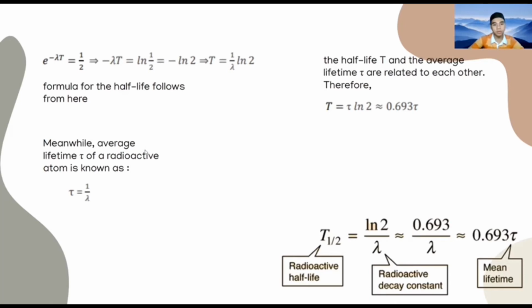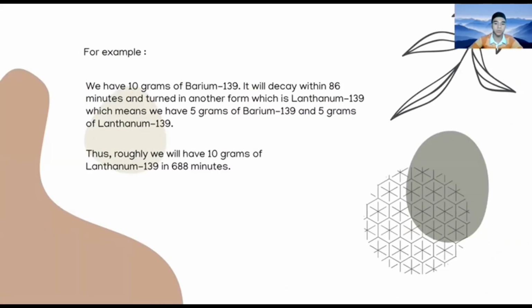Looking back real quick at our last formula, t equals 1 over lambda ln 2, this formula is related to the average lifetime. Hence, t is equal to tau ln 2, roughly 0.693 tau. So, last slide. To have more eye-openers in this topic, let's take a look at this example.